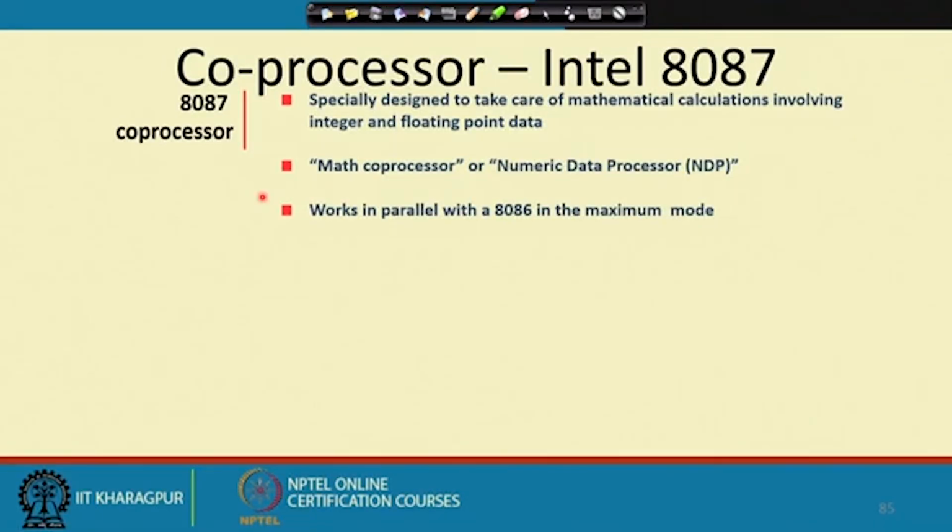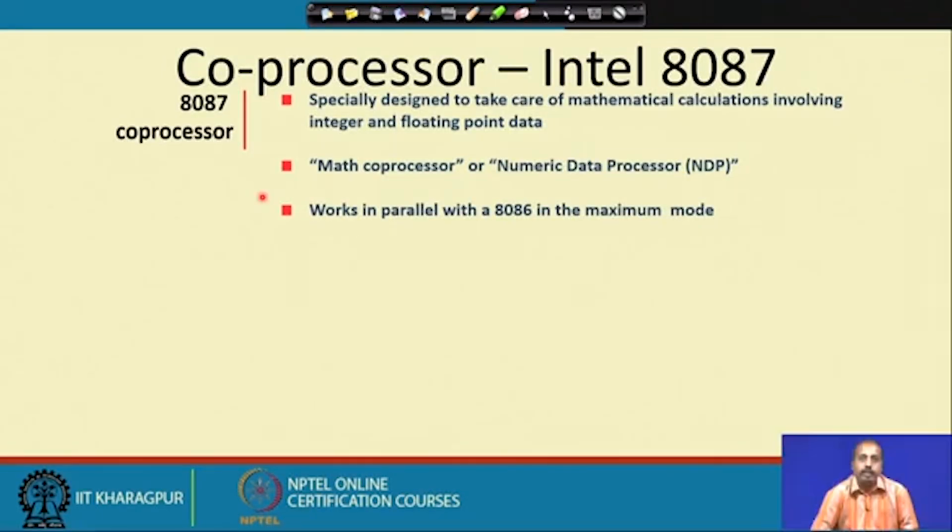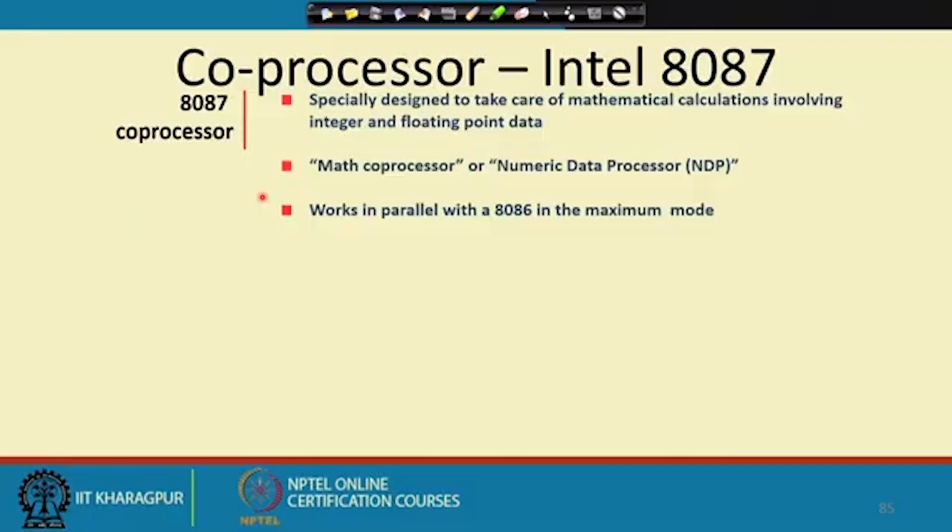So, in case of 8087, this is specifically designed to take care of the mathematical calculations involving integer and floating point data. That way it relieves the 8086 processor from doing complex operations, and those can be taken care of by 8087. The 8087 is also called a math coprocessor, numeric data coprocessor, numeric data processor or NDP.